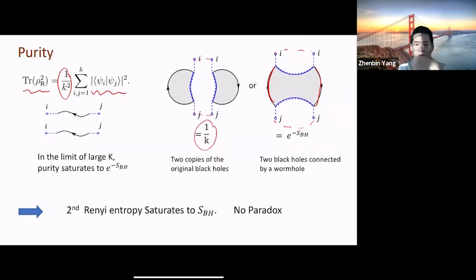You can also generalize this to calculate the von Neumann entropy by looking at trace rho to the n and taking n goes to 1. But I'm not going to talk about that.